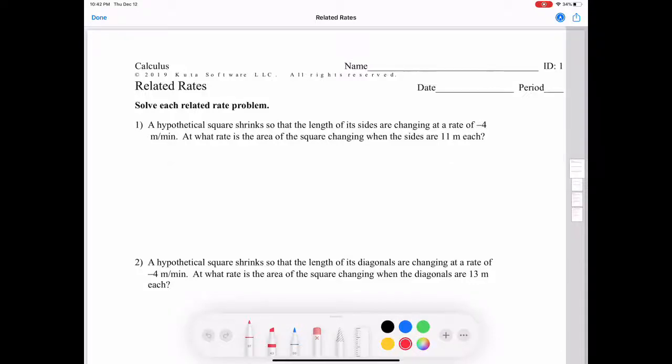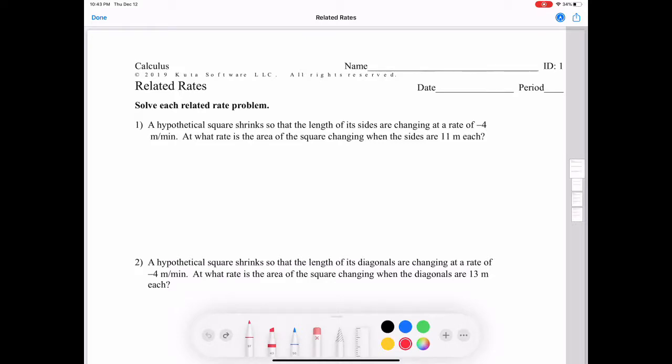Everyone, we're doing related rates now. I'm going to work through a couple of these problems pretty quickly. We'll see how much time and how much I can get done before we gotta go. Okay, the first question: a hypothetical square is shrinking so that the length of its sides are changing.